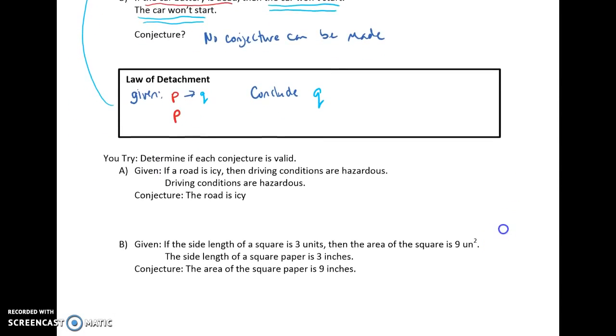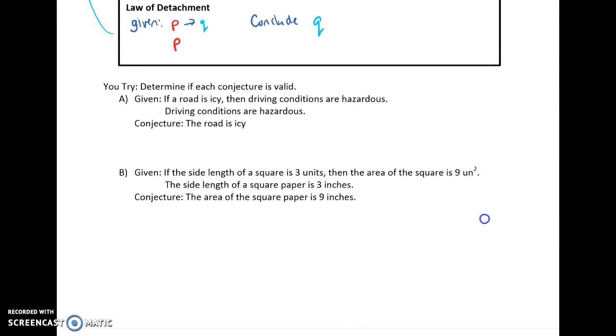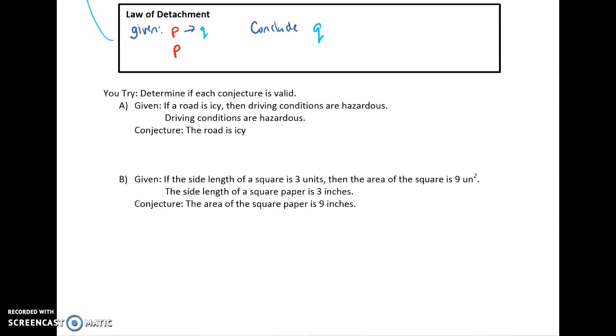So go ahead and try A and B, and I want you to tell me if the conjecture is valid, and think why or why not. All right, so what did you notice about A? Well, A, if the road is icy, then the driving conditions are hazardous. But we're told the driving conditions are hazardous, which again is the conclusion. So if we're given the conclusion, we cannot create a conjecture. So the conjecture is not valid. And again, why? Because we're given the conclusion and not the hypothesis as the additional piece of information, right?